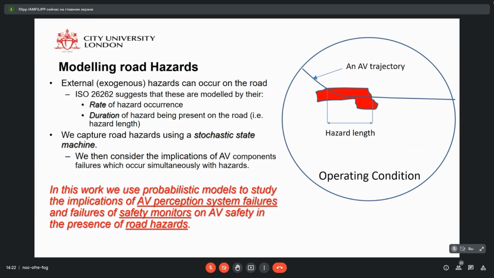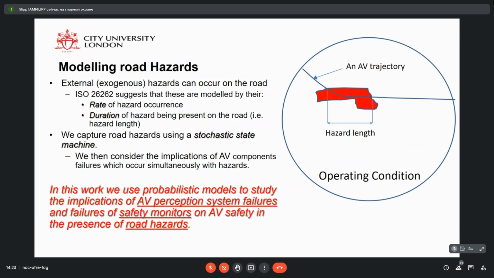Okay, again, to go a bit further, so hazards, how do we model these hazards? Luckily, in the standards, there is a very specific recommendation how this can be done. ISO 26262 is quite specific and says hazard occurs at random and lasts randomly long. So this gives us enough information to use the recommendation by the standard and put it in the probabilistic model that I'm going to show you in a minute.